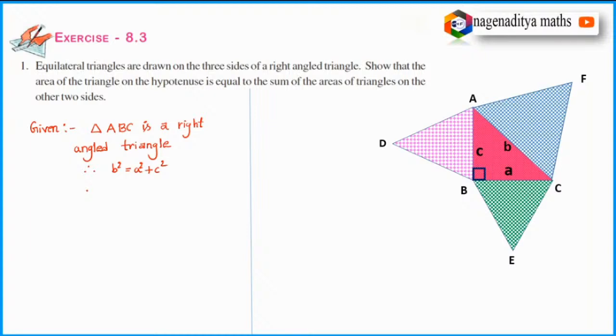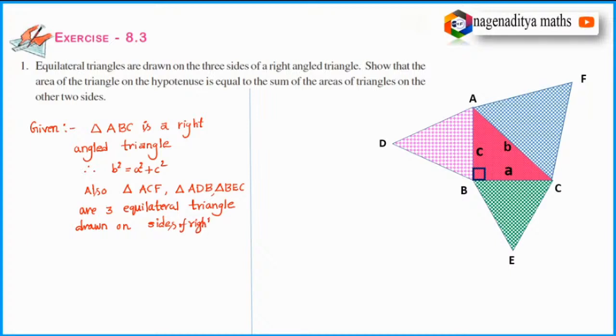Also, triangle ACF, triangle ADB, triangle BEC are three equilateral triangles drawn on the sides of the right angled triangle.